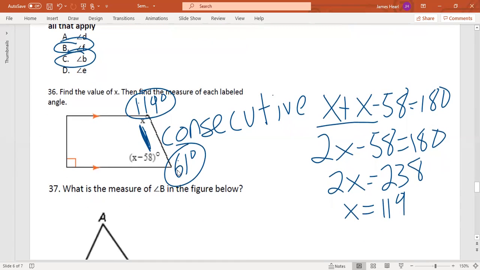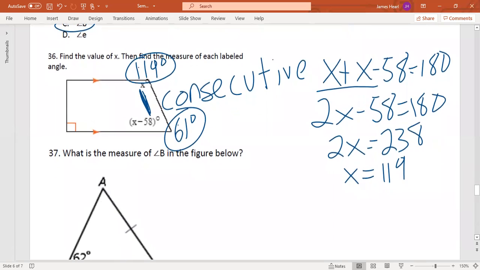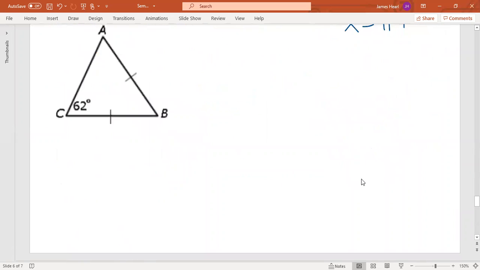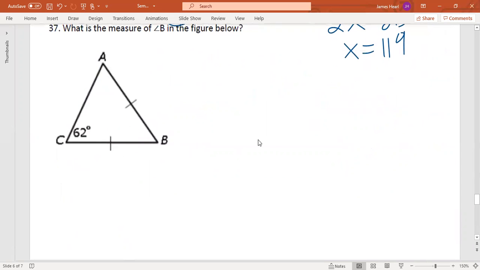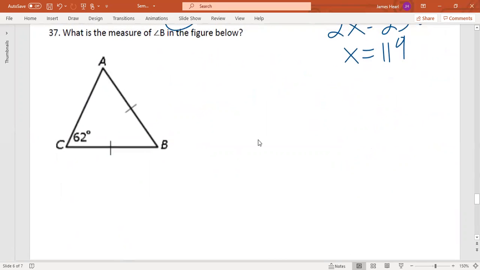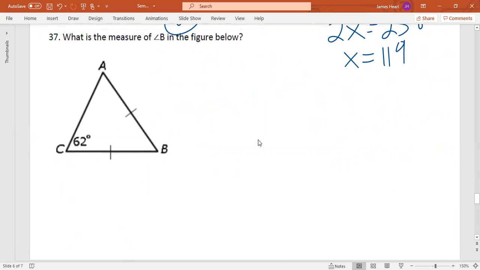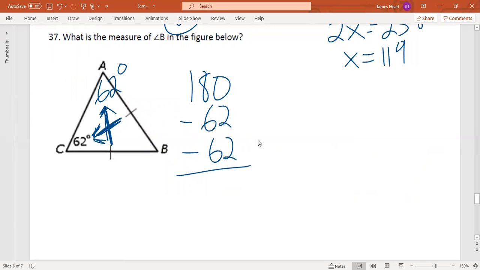For 37, we're going to get this picture and be asked to find the measure of angle B in this isosceles triangle. Same idea with isosceles: let's use the definition. We have the theorem that the angles across from the congruent sides have to be congruent, forcing a 62 degree angle to pop up here in A as well, at which point we have a plain old triangle. 180 minus the pair of 62s that we already know in the picture leaves me with 56 degrees for angle B.